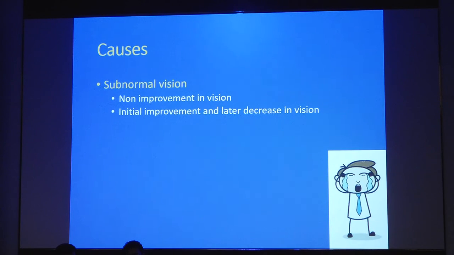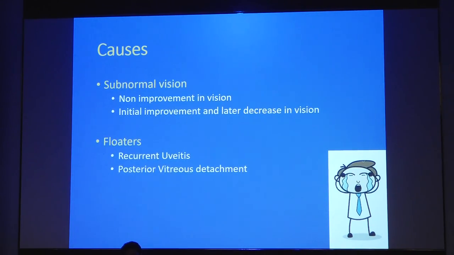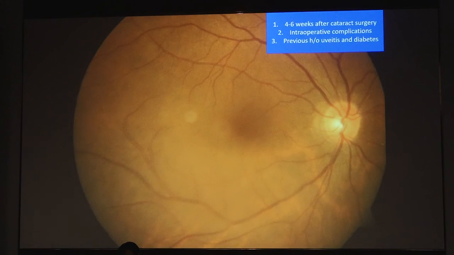The most important is subnormal vision after cataract surgery, which can be non-improvement in the vision. That means after the cataract surgery, the patient doesn't have any improvement in the vision, or initially he had a better improvement, then after some days there was again a decrease in the vision, or it can be because of recurrent floaters, multiple floaters, or flashes also might make the patient unhappy. So there are various conditions which can cause retinal problems.